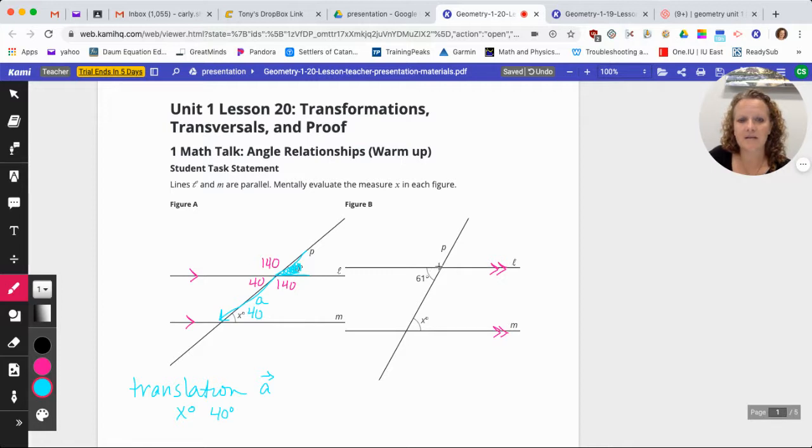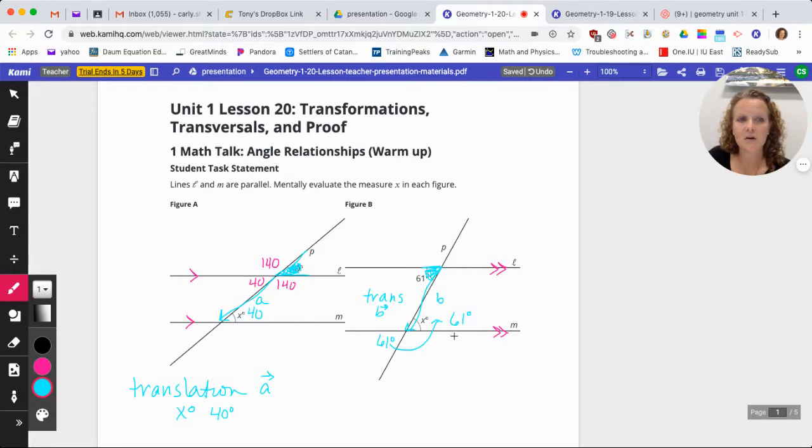Now, this one, if I take this angle and I translate it down here, just slide, translate by vector B, that means that this measurement would be right here. And then I can reflect it over here and get X is 61 degrees.